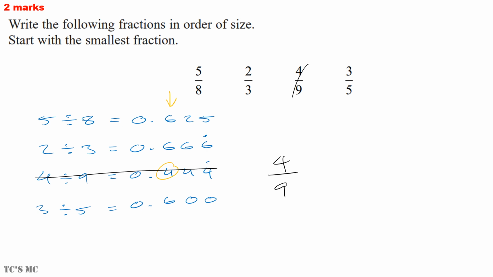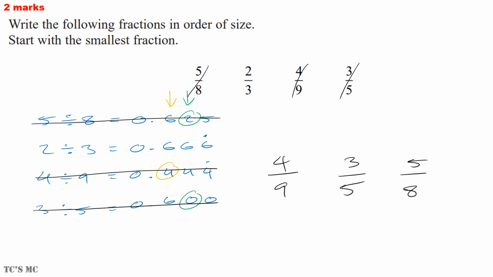Now we can focus on the hundredths. We have 2, 6 and 0. 0 is the smallest, so the next fraction is 3/5. Cross that out from both lists. Out of 2 and 6, 2 is the smallest, so the next fraction is 5/8. That means the biggest fraction is 2/3. And now we have our second mark.